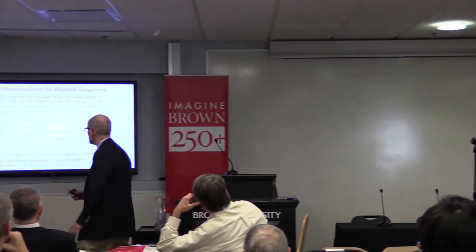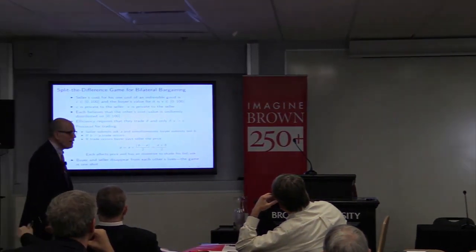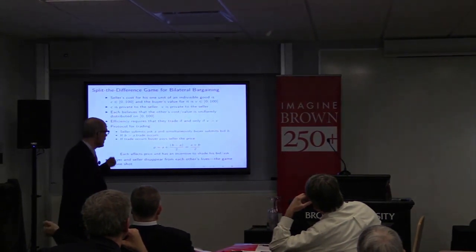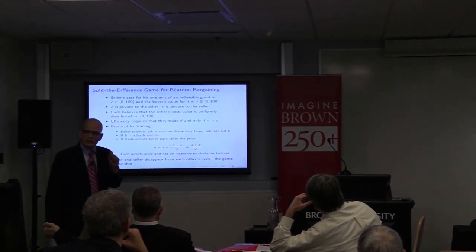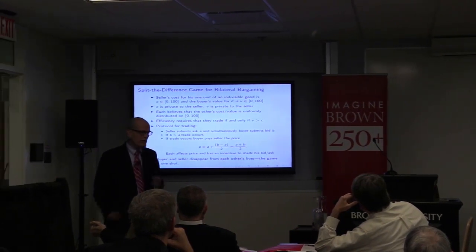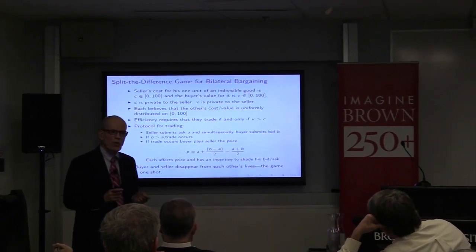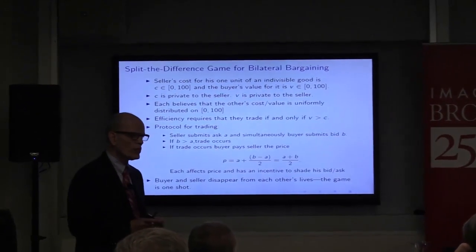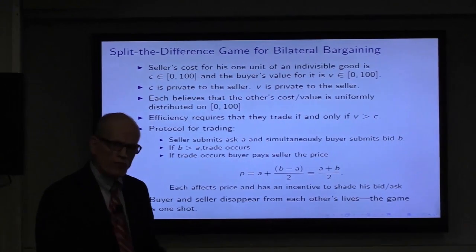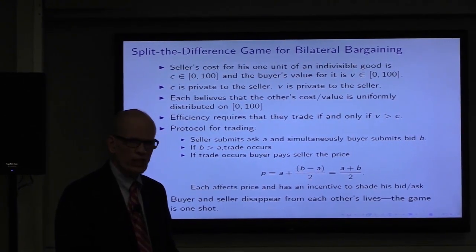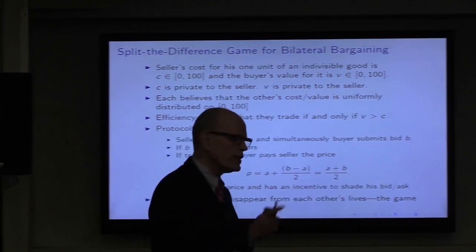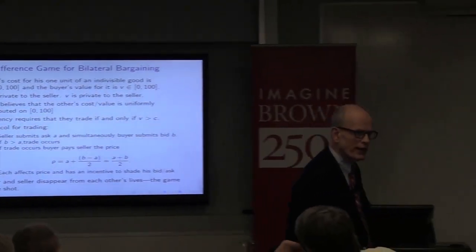So let's use the following real simple protocol. You and I submit an ask and a bid. I write down on a piece of paper what I'm asking. You write down on a piece of paper what you're bidding. We reveal to each other what the paper says, and we can verify it. If your bid is greater than my ask, we trade. If it isn't, we go away, never to see each other again. You don't get a second chance in this game. It's one shot. And what's the price?